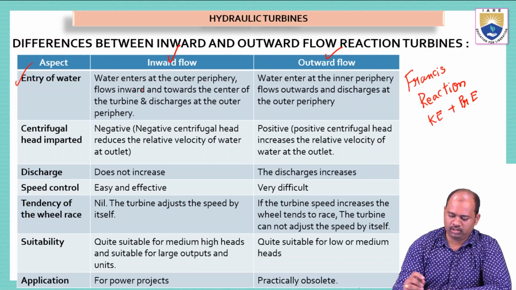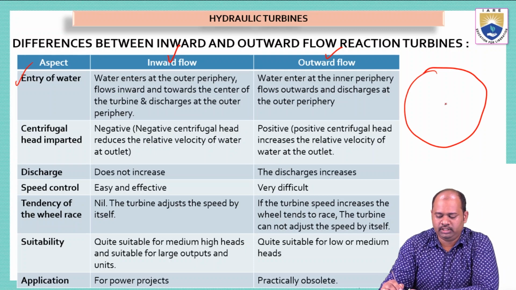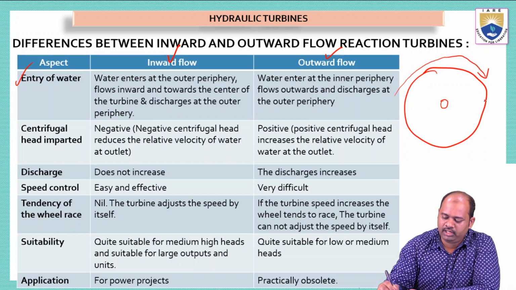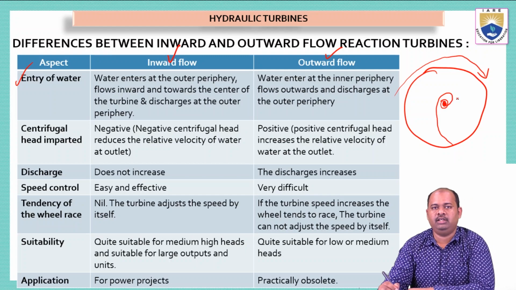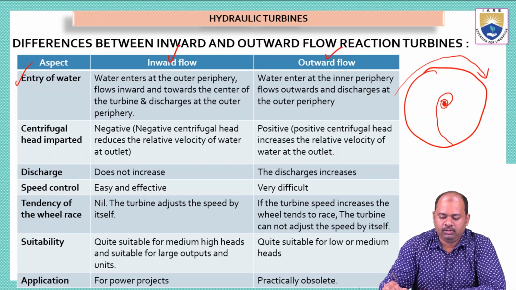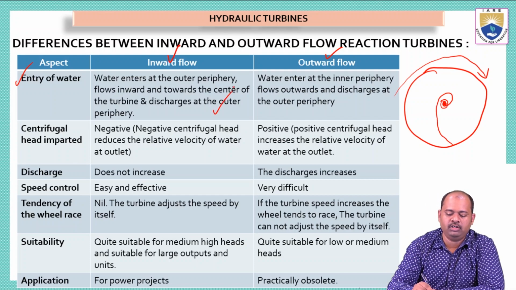I will draw a picture. Here I have a runner. This is the top view of the runner. This is the center where we will connect the shaft. Now the water will enter in this direction. This is the outer periphery where it will enter, and from here it will travel inside to the center, and from the center of the turbine the water will be removed in a perpendicular direction. The water will be coming out through the draft tube at this point. So this is the inward flow turbine.